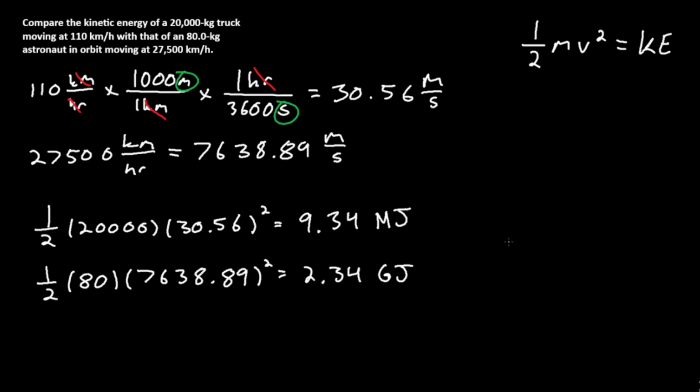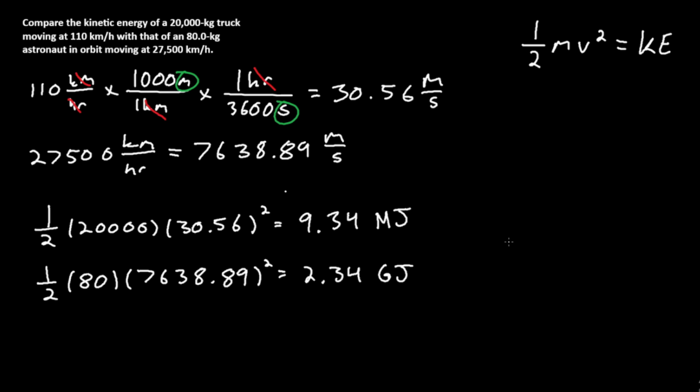Now, a good relationship to know is, of course, velocity or speed matters way more when it comes to kinetic energy. So the kinetic energy for this astronaut is close to 300 times greater than the truck, even though the truck weighs 200 times more than the person. Since this astronaut is orbiting faster, it has a higher kinetic energy.